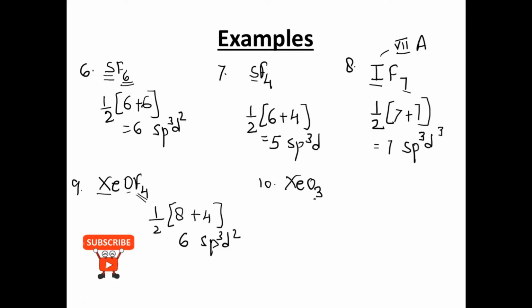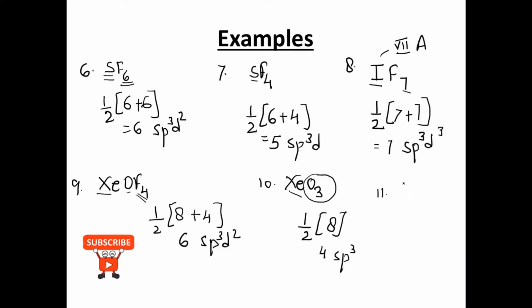Now, if I move on to XeO3, oxygen is divalent. Central atom, xenon. 8 electrons in the valence shell, close the bracket, because oxygen is divalent. So 8 by 2, that is 4. So the hybridization will be sp3. We move on to more examples like this.